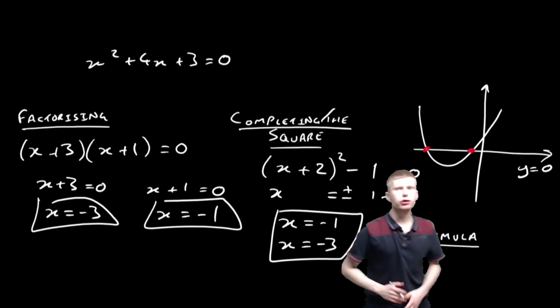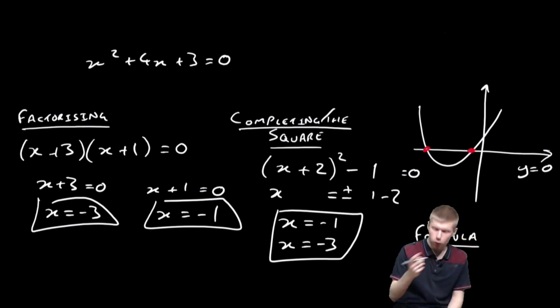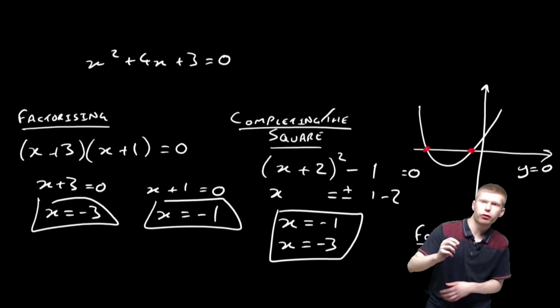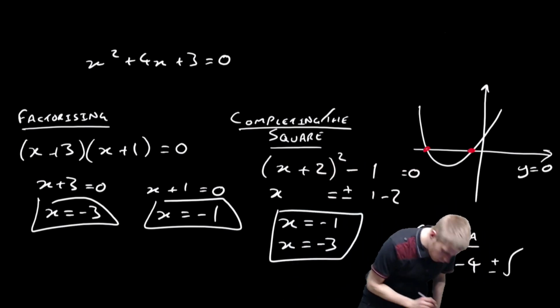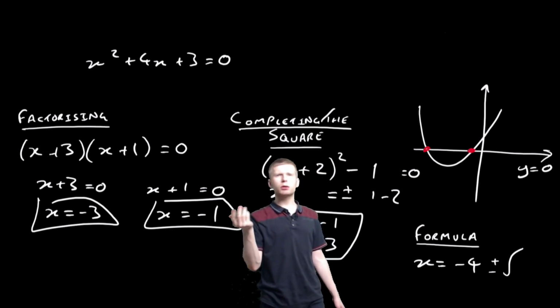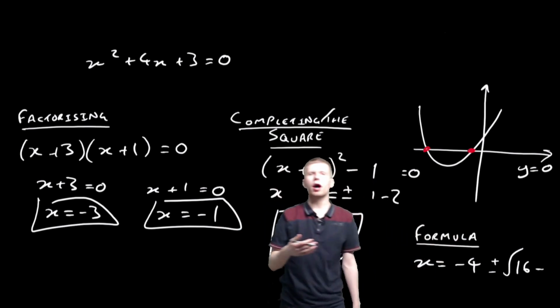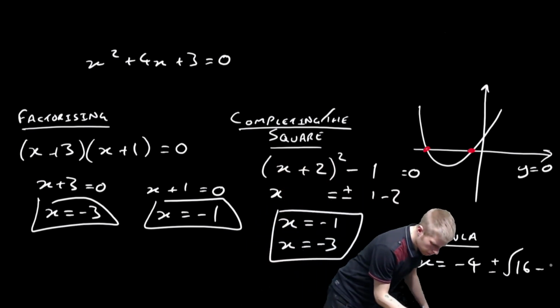And then, of course, I can use the formula. Might as well just stick it in. So x is equal to minus b. Well, what's my b? That's my 4. So x equals minus 4 plus or minus the square root of b squared, which is 16, minus 4 times 1 times 3. That's minus 12, isn't it?